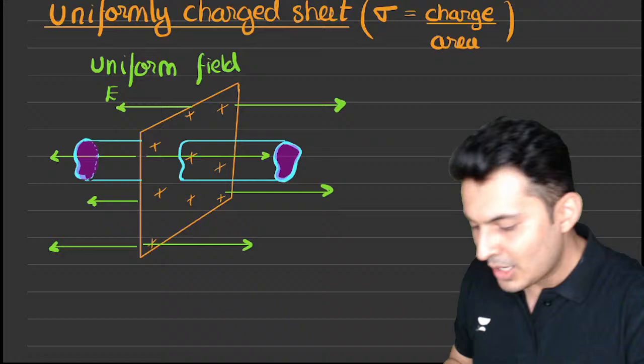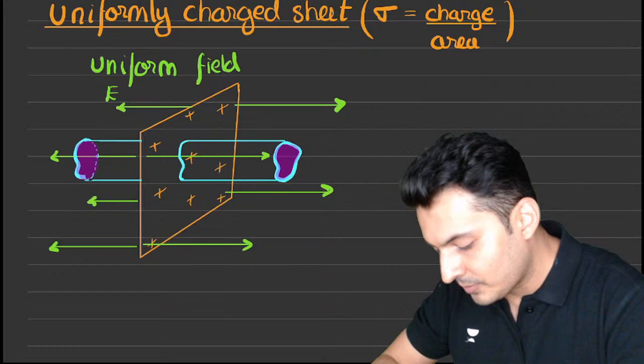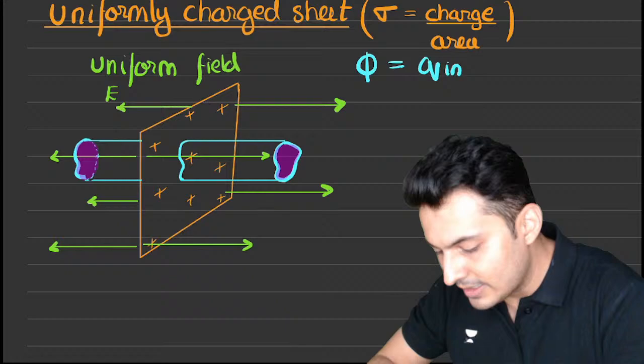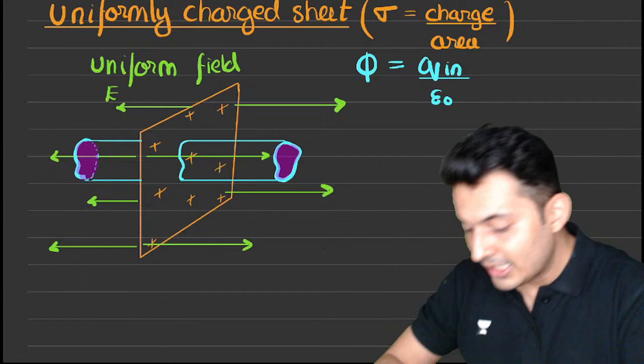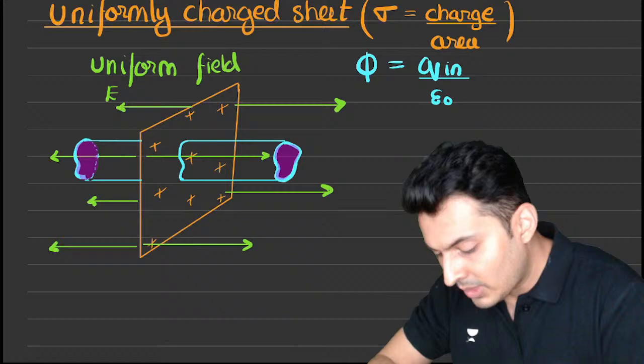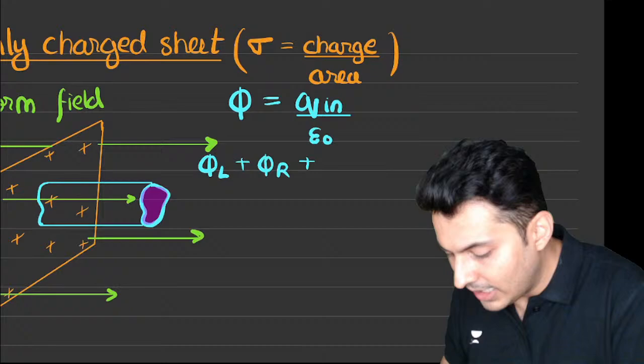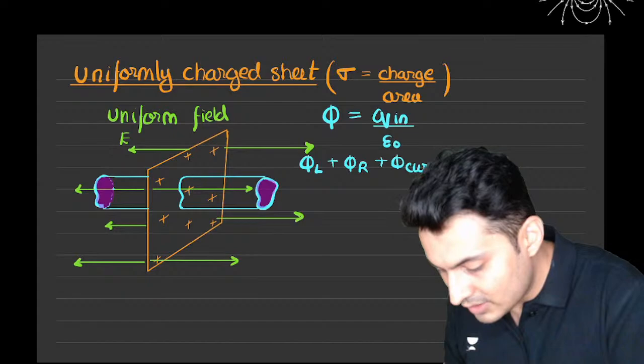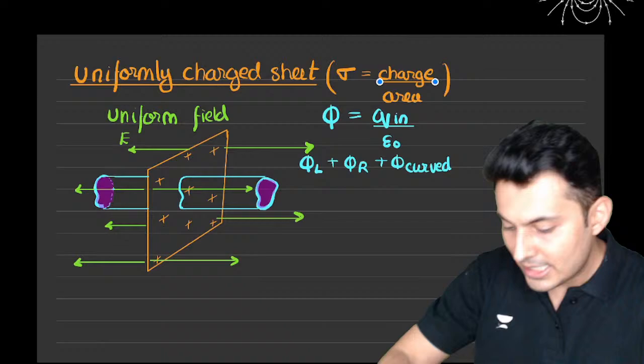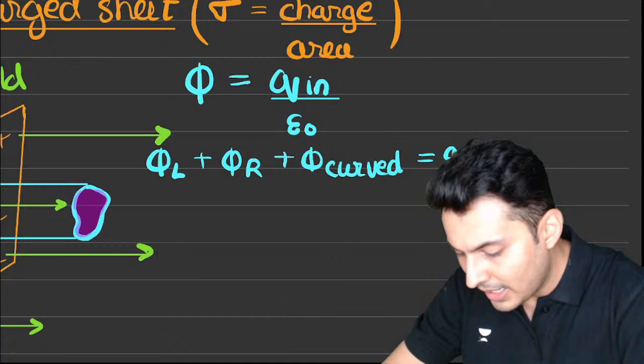Okay, let's apply Gauss's law and see what happens. According to Gauss's law, net flux is the charge inside divided by epsilon naught. That flux is a contribution from three different surfaces: flux from the left, flux from the right, and flux from that curved surface which is surrounding it. This is equal to Q in divided by epsilon naught.